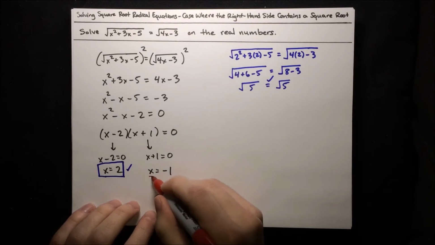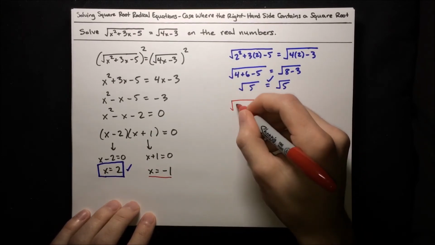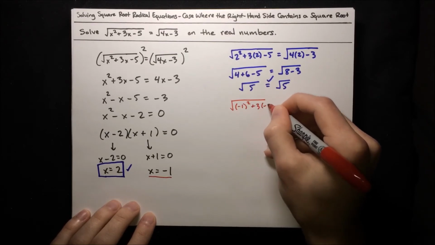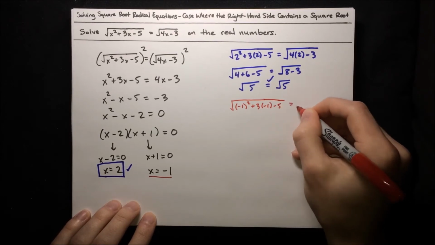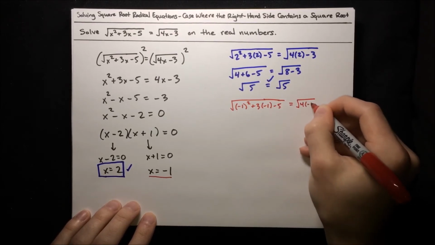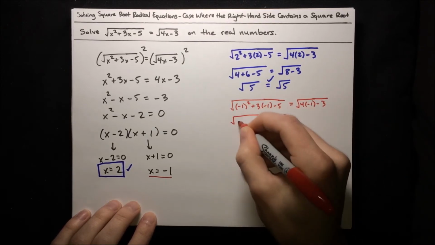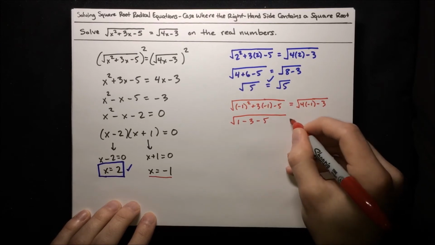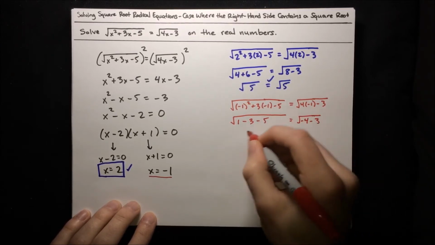So checking x equals -1, let's do the same thing here. So -1 squared plus 3 times negative 1, then minus 5 has to be equal to root of 4 times negative 1 minus 3. So root of 1 minus 3 minus 5 has to be equal to root of negative 4 minus 3.